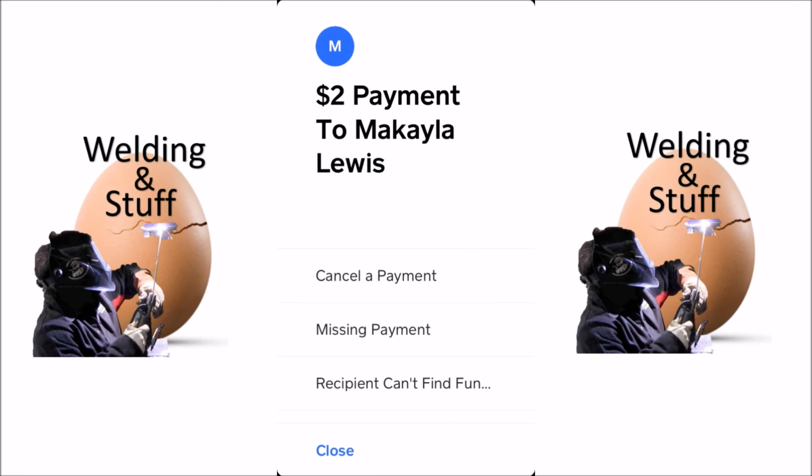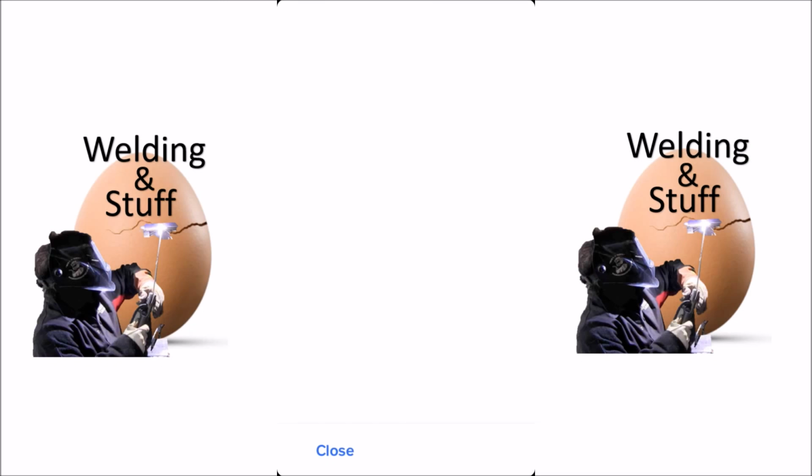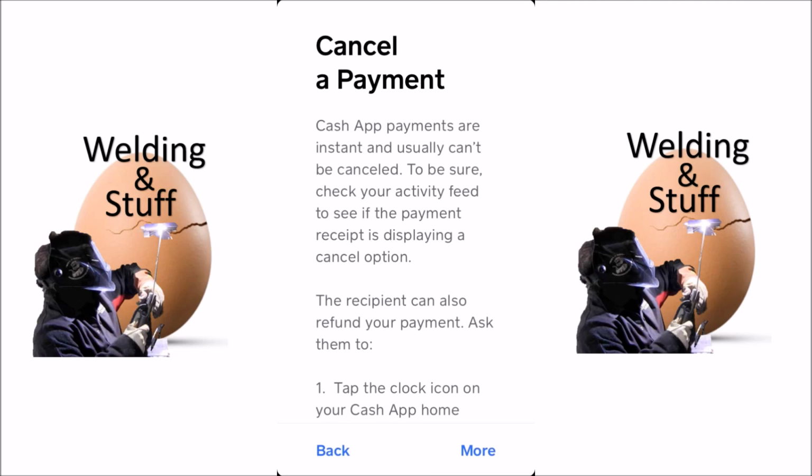And you see where it says cancel a payment. I clicked on that. It doesn't cancel the payment. It just gives you instructions. It says Cash App payments are instant and usually cannot be canceled. So these payments can't be canceled. Like I said, make sure you type in the right amount.